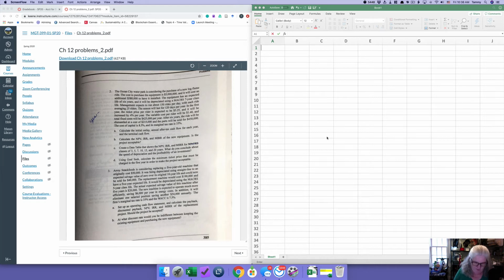Okay, it has been requested for me to make a video of how to set up this Ocean City water park example here. So right now what you're seeing is I've got the problem over here on the left-hand side, and over here is where we're going to be working. And so the first thing we need to do is set up all the assumptions.